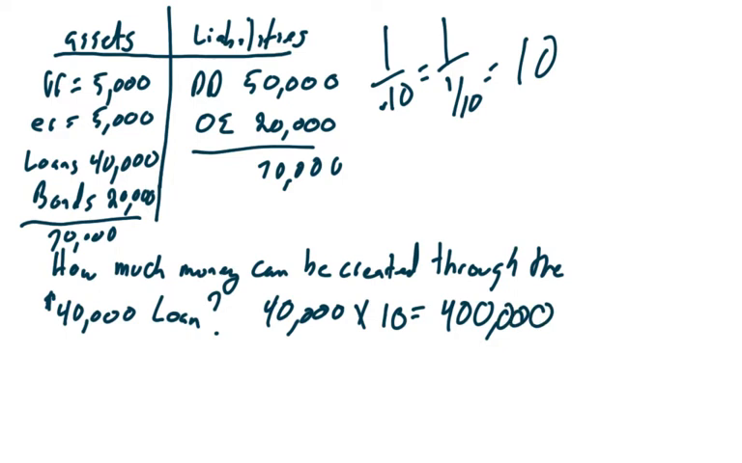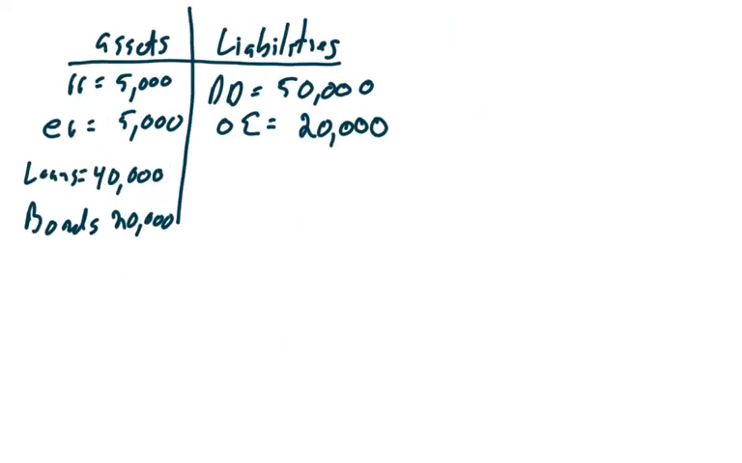But the question is, how much money can be created through the $40,000 loan? And we can't say it's 400,000 because the original 40,000 already existed as part of the money supply, so we have to subtract that. And we're going to wind up with an additional $360,000 that can be created through this loan if the money multiplier is 10. Right, so we're going to keep moving.